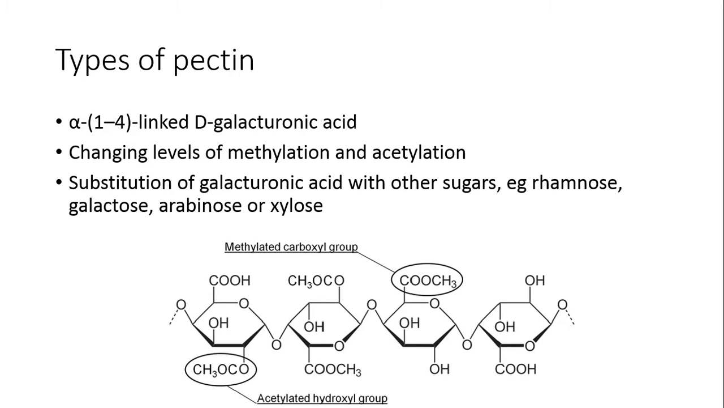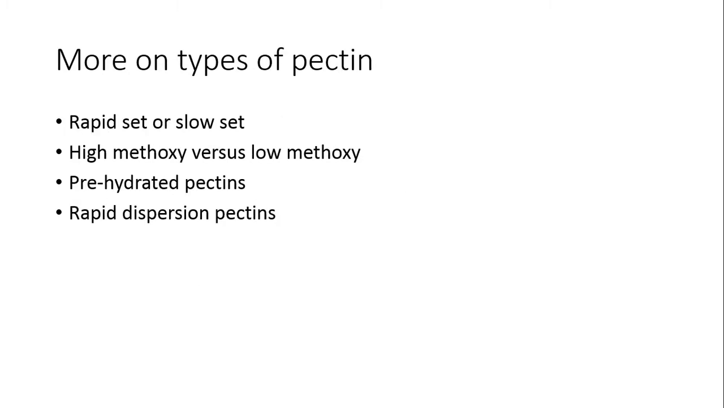Sometimes in different forms of pectin, you will have those sugar units in the chain substituted with other monosaccharides. So rhamnose, galactose, arabinose, or xylose are commonly found. Again, is there a magic formula to say which type of pectin for which application? Sort of. We'll get to that in a moment. So there are also some other types of pectin.